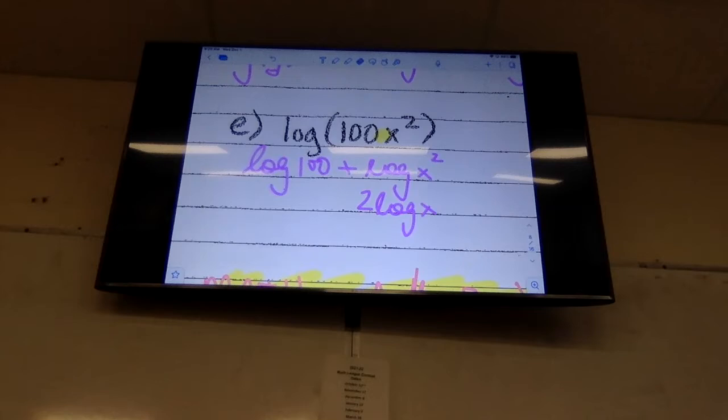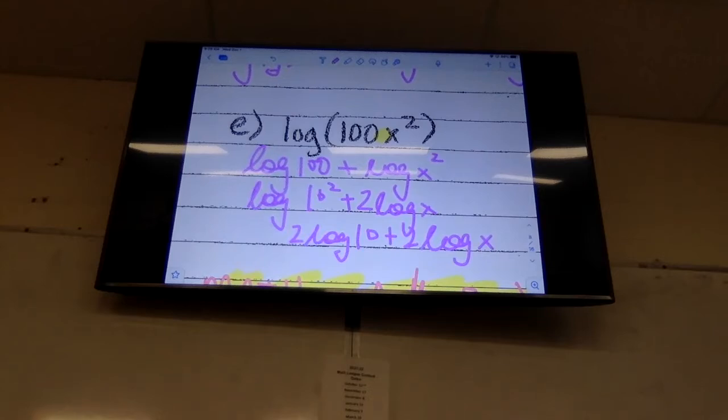I want us, though, can you make 100 be something squared, or something to a certain power? Yeah, that's the same thing as 10 squared, right? So I can think of it as log of 10 squared. So I want the 2 in front of the log of 10 as well as the 2 in front of the log of x. So I want us to end with 2 log 10 plus 2 log x.